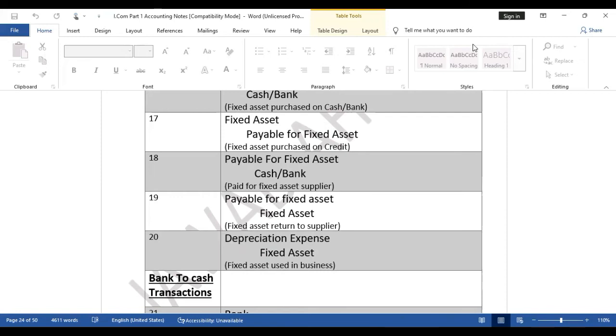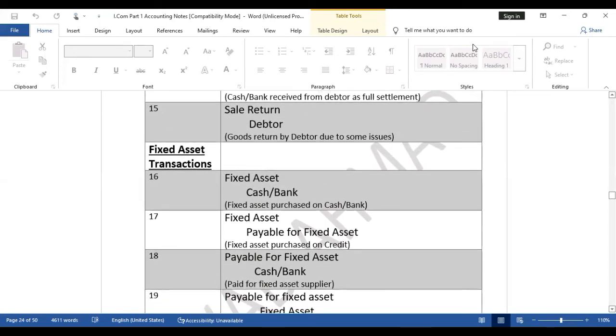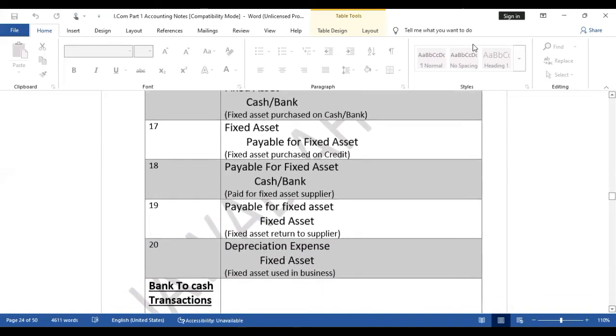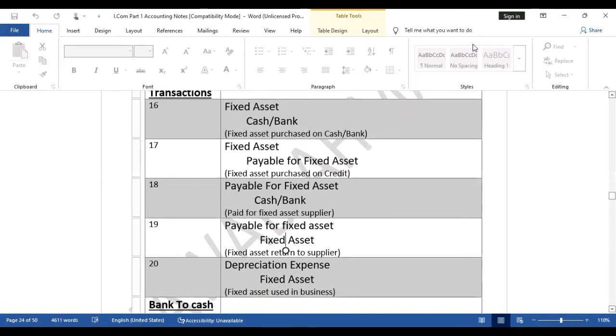Here you can see that it is the same entry that we have passed when we purchased it on credit system, fixed asset debit, payable for fixed asset credit, and now we are returning. So we are merely transferring this entry to the debit and credit side with the reverse effect, that the item that was firstly debited is now credited and the item that was firstly credited is now debited. So it is the contra entry that is cancelling the first entry.